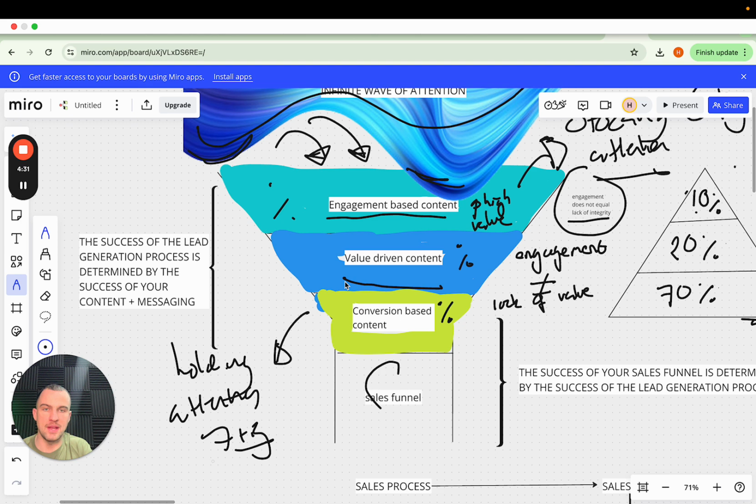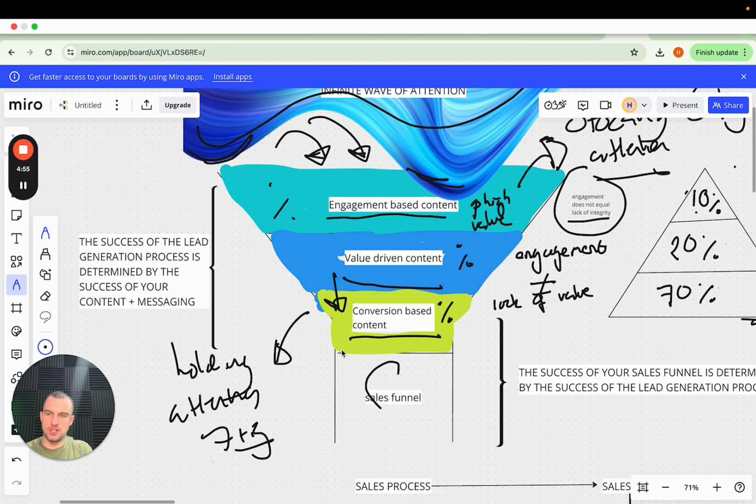From there, it's up to us to make the copywriting so compelling and the narrative so strong of the conversion-based content, and our offer so tight, that we get the highest percentage of people possible through the sales funnel and the engagement funnel and into the conversion-based content funnel.